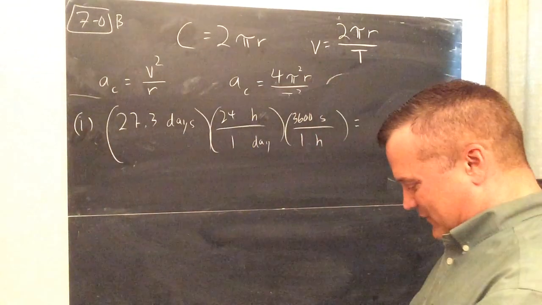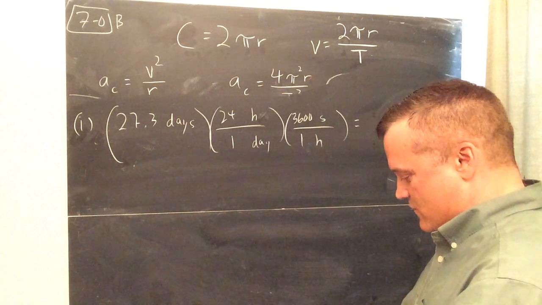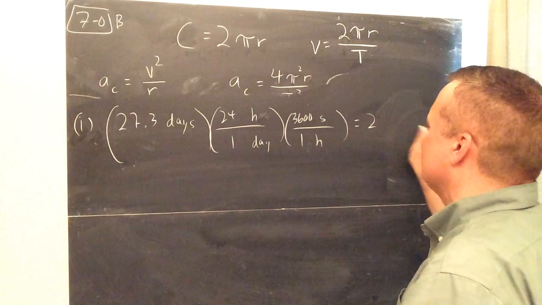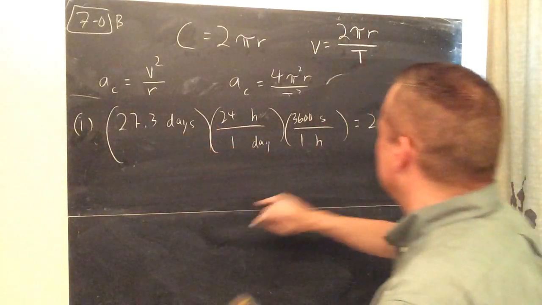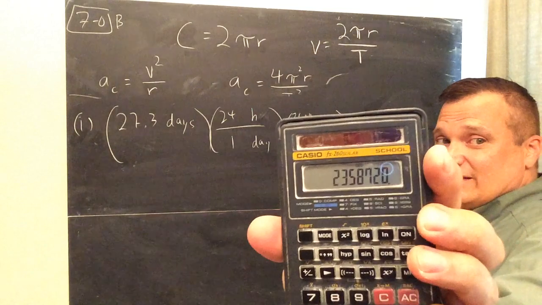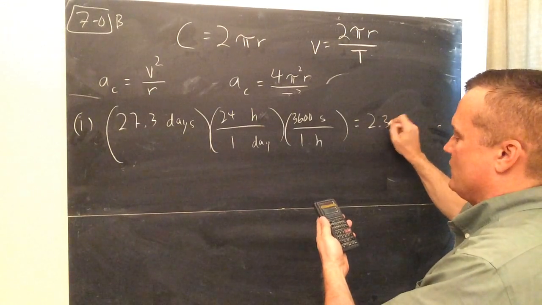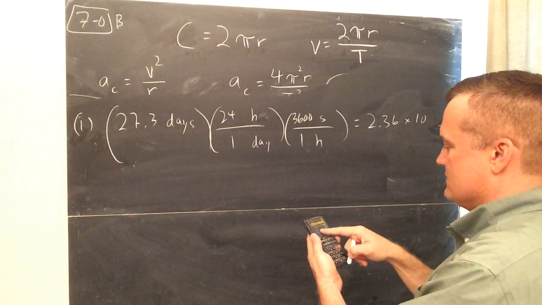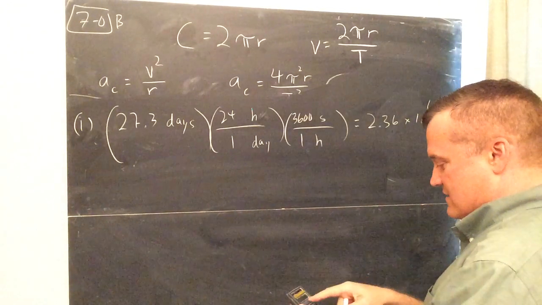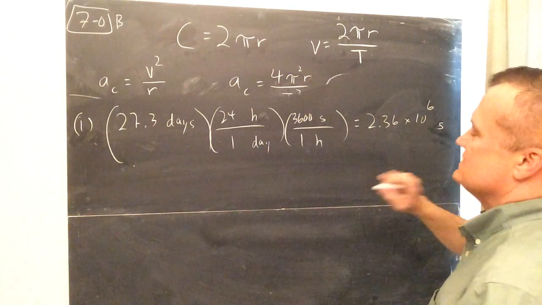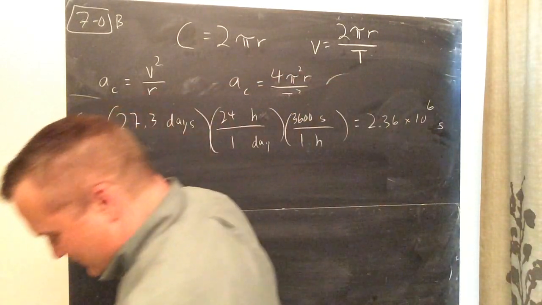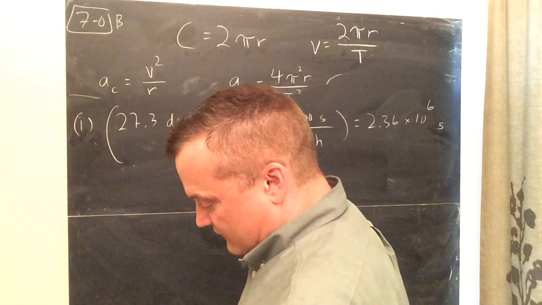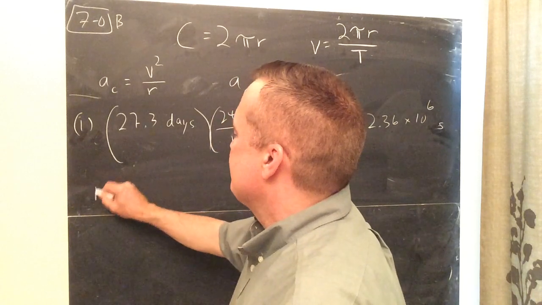Okay, so here we go. 27.3 times 24 hours times 3,600 gives you, oh my goodness, a very large number. I'm going to do scientific notation with 3 sig figs. I get that on the calculator. 2.36 times 10 to the 6 seconds. Why do I need it in seconds? Because in the next question, they're going to probably ask you to calculate the centripetal acceleration of the moon as it orbits Earth.